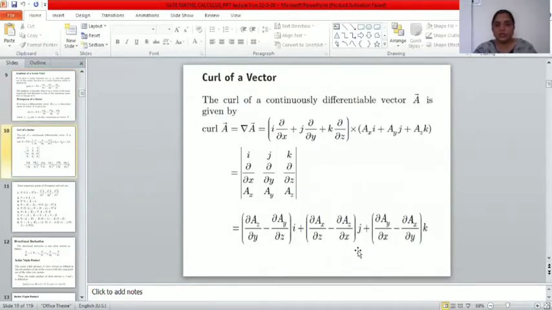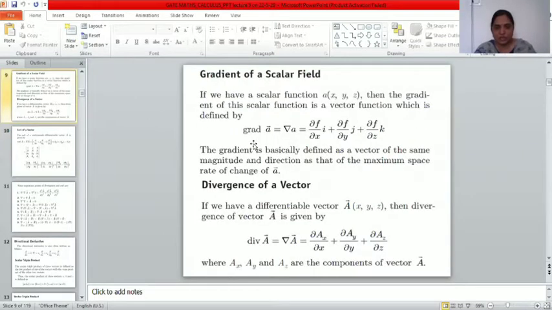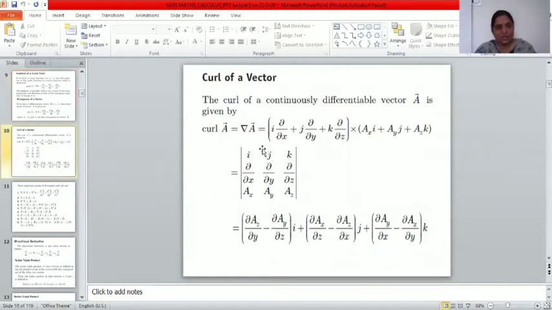Next, curl of a vector. Curl is defined as del cross a bar. These notations are missing here. This is just del a, this is del dot a bar, and curl is del cross a bar. Remember, okay, then it is defined as the determinant with i, j, k, dou by dou x, dou by dou y, dou by dou z, and the components of vector a bar, ax, ay, az.